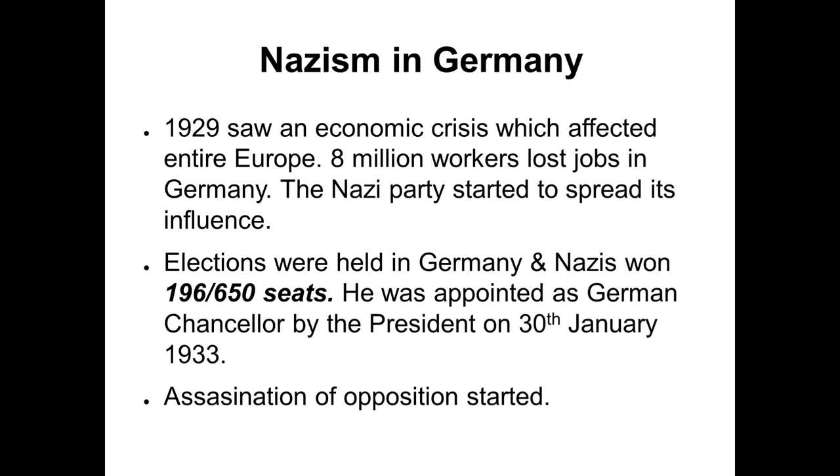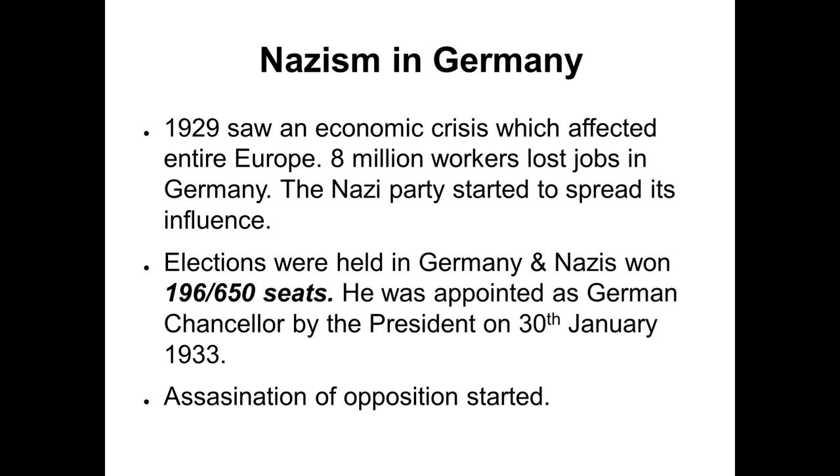1929 saw an economic crisis which affected the entire Europe. 8 million workers lost their jobs. In Germany, the Nazi party started to spread its influence. Now the elections were held in Germany and the Nazis won again, not an electoral victory. Very similar to Mussolini, 196 out of 650 is hardly a victory. But yet he was appointed as German Chancellor by the president on 30 January.